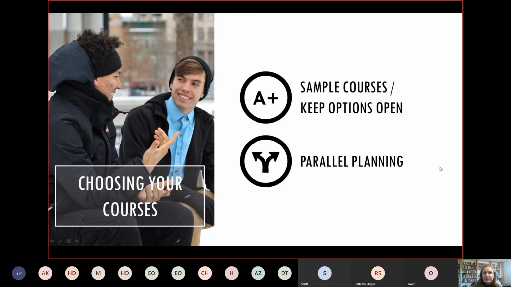So yeah, do your research, sample courses, keep your options open. A lot of the time, grades do matter when you're going into post-secondary. So that's something to think about, just to try to do your best and access all the resources that you can, and ask for help if you need it in order to do your best academically.